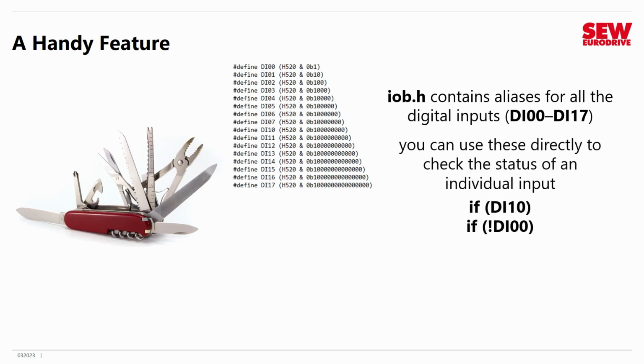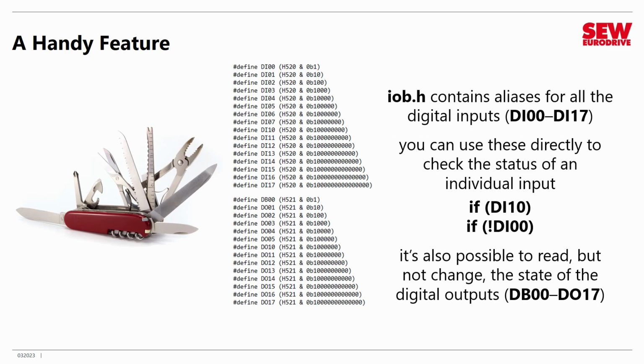You can just do this. If DI10, and if DI10 is true, that if will execute, or if not DI00, and if it's false, then that will execute. So you can just do that very quickly using this handy little shortcut if you just want to check an individual digital input.